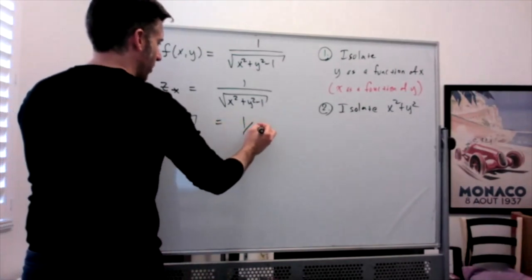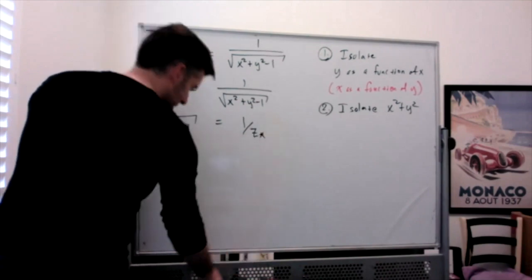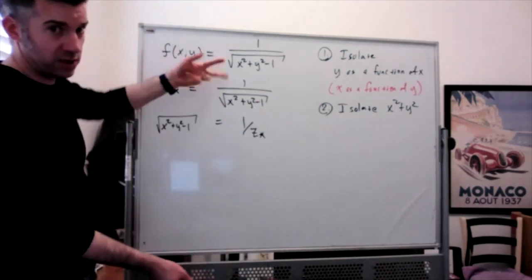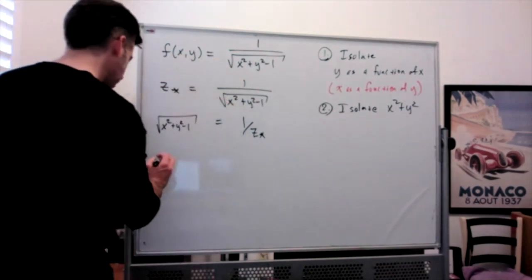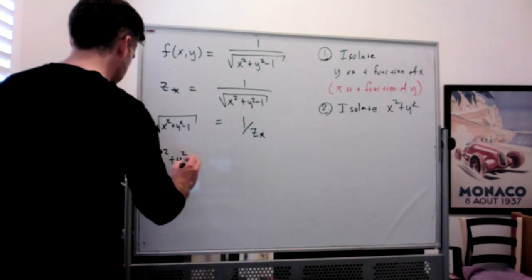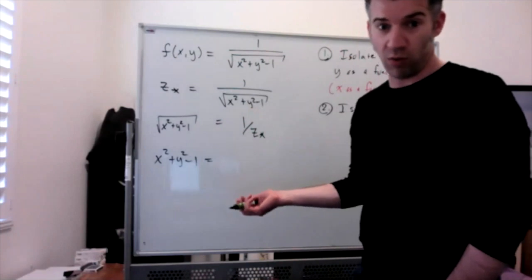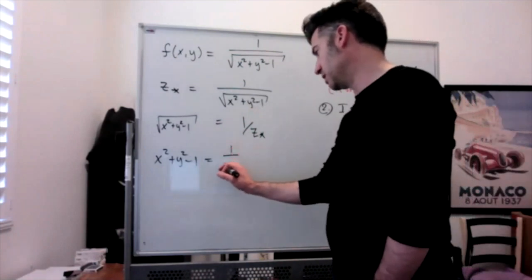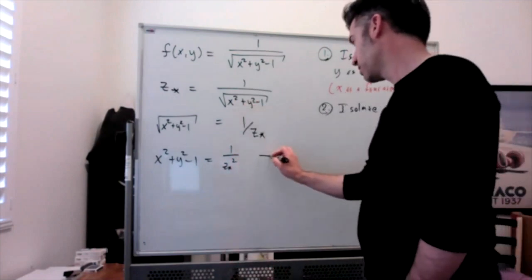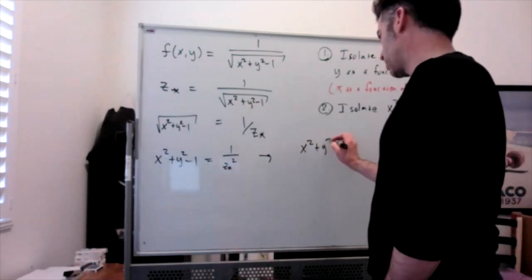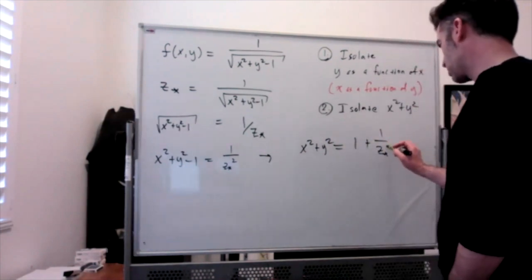I suppose another way you could have done this would have been to just take the reciprocal of both sides and say 1 over z star equals the square root of x squared plus y squared minus 1. And then we're going to square both sides. So x squared plus y squared minus 1 is equal to this thing squared, which is 1 squared, or 1, over z star squared. And then finally add 1 to both sides. So that x squared plus y squared equals 1 plus 1 over z star squared.